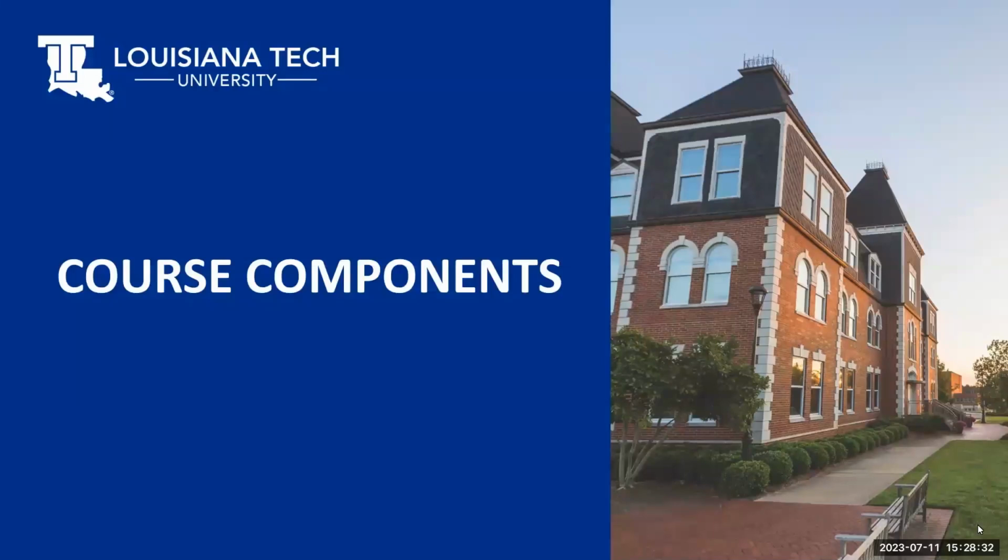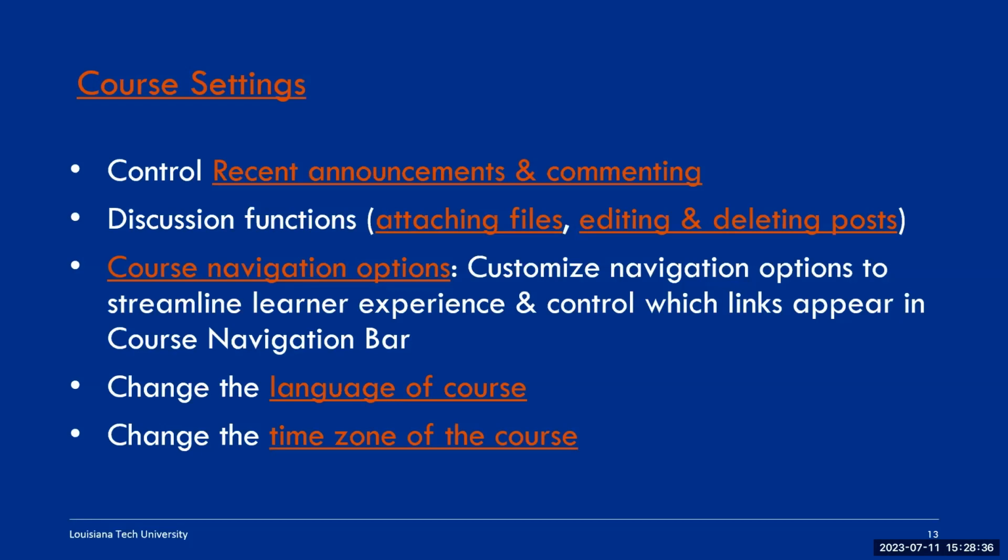Now we're going to take a look at course components. Under course settings, you can find basically everything to control the setup of your course. When you are inside a course and you look at the global navigation bar on the far left, right next to that on the right of the global navigation bar will be your course navigation bar. At the bottom of that is course settings, where you go to update your settings for your course.